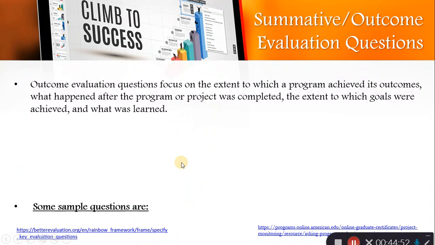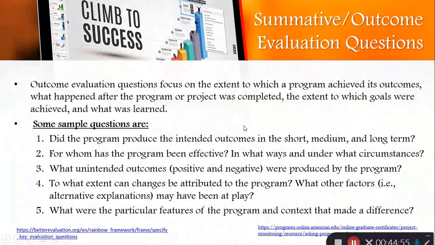In terms of summative evaluation, some of the questions we might think about are, did the program produce the intended outcomes in the short, medium, and long term? For whom has the program been effective, in what ways and under what circumstances? What were the particular features of the program and context that made the most difference? So these are some of the questions that we might ask if we are conducting a summative or outcome program evaluation. But overall, in this step, we want to become very clear on what our evaluation questions are.